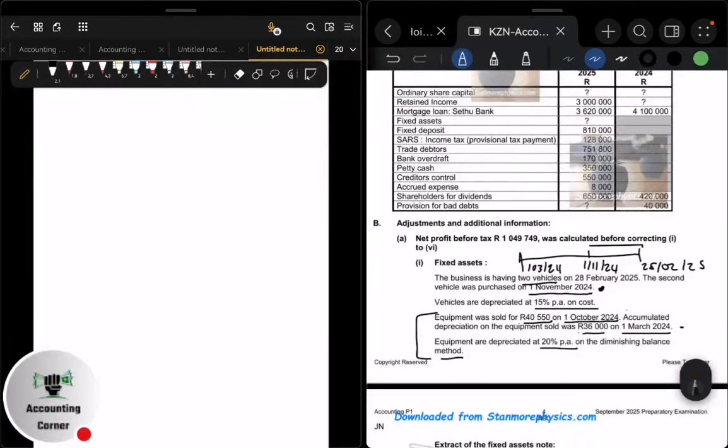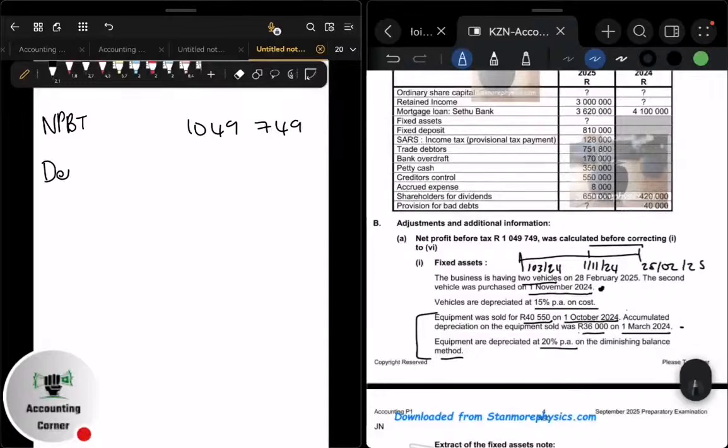So we need to correct those adjustments or show how those adjustments would affect the net profit before tax. So in that table, you would have your incorrect net profit before tax of 1,049,749. Then we get to our fixed assets. We need to show what would be in the income statement. The things that would affect the income statement around fixed assets are the depreciation and the profit on sale.